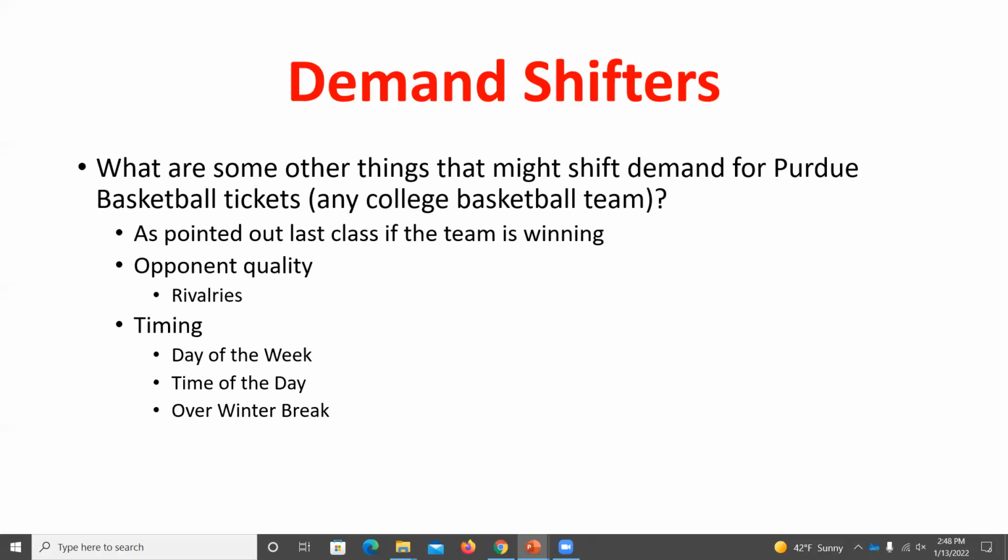Because none of the students are around during winter break, there's nobody around, so they have significantly less demand, and ticket prices tend to be quite a bit lower over that time period as well. So timing is going to really play a role here, right?